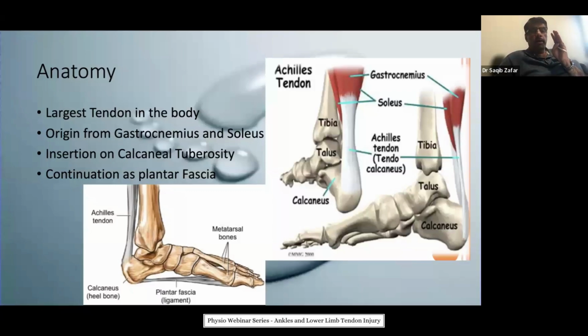So if there is any pathology affecting the Achilles, or any tightness of the Achilles, that will have a bearing on the plantar fascia, and that can lead to plantar fasciitis. Also, if plantar fasciitis pain is not responding to conservative measures or routine therapy, then we need to consider whether the pathology is arising in the Achilles.